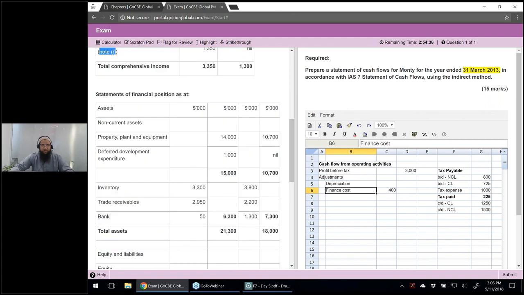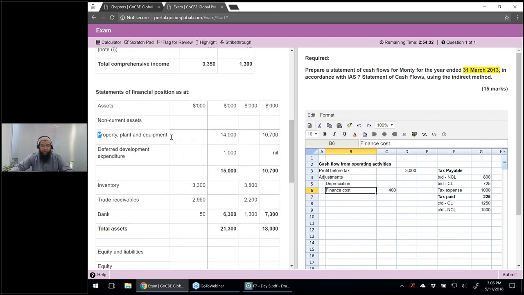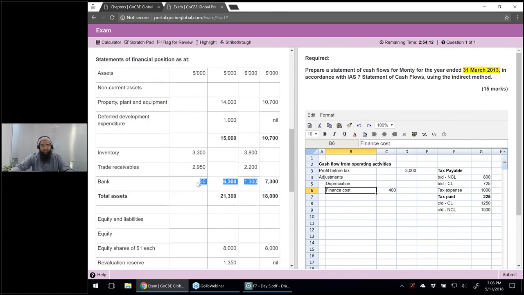Now let's have an overview of the balance sheet where we have non-current assets, property, plant and equipment. We have deferred development expenditure, which was nil at the start, 1000 at the end. This means that we have done some additional development expenditure during the year. We have inventory, which will be taken to the movement in working capital. We have receivables, which will also be taken to the movement in working capital. We have bank, which is going to be taken to the cash and cash equivalents.